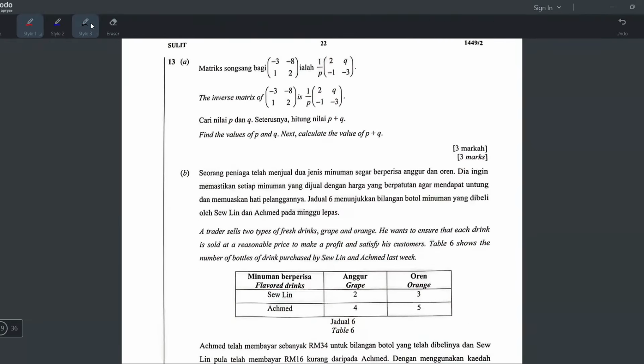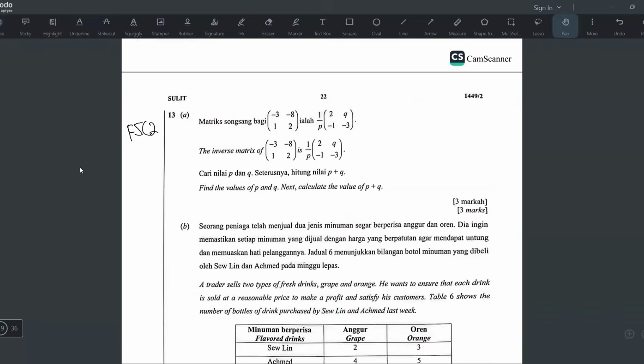Okay, we are at 15. This is definitely matrix form 5, chapter 2. Okay, the inverse matrix of this thing is equals to this. So find the values of P and Q, and then next calculate value of P plus Q. Alright, this is quite easy. Just, yeah, very straightforward. Just do inverse, and then compare your answer.